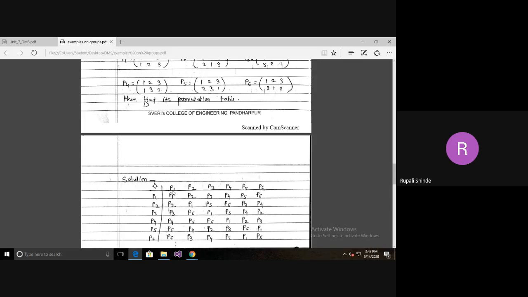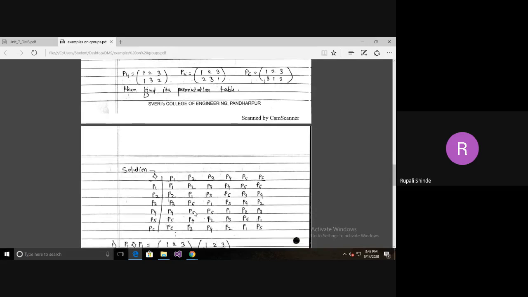This kind of question they may ask for 8 marks. And I think this is a very simple concept. You just have to take the permutation.